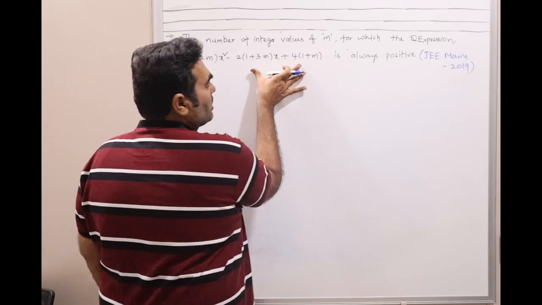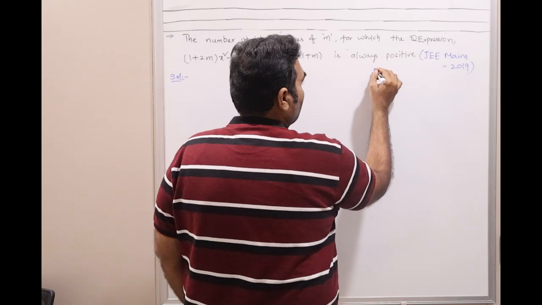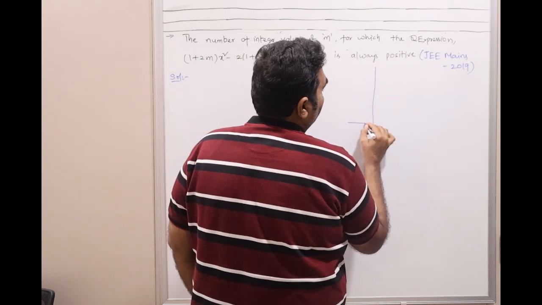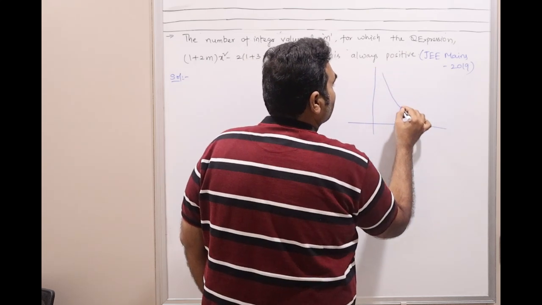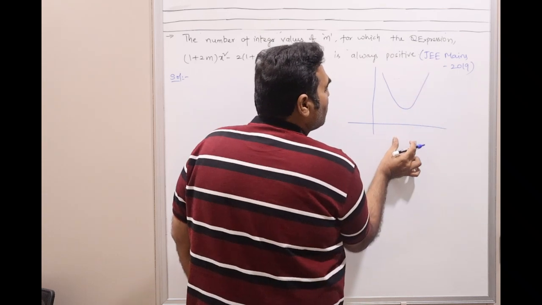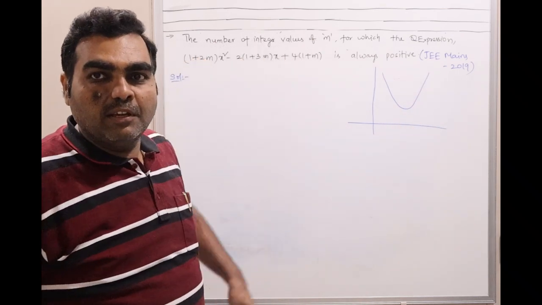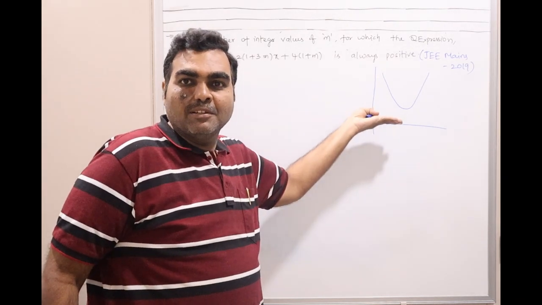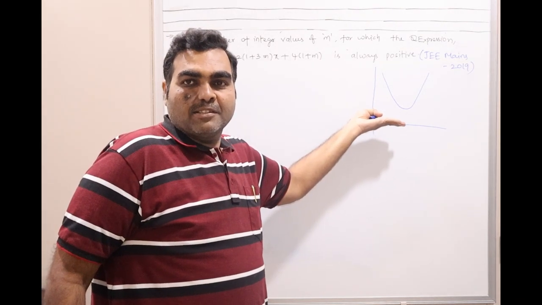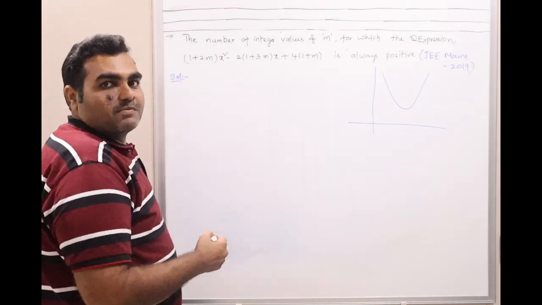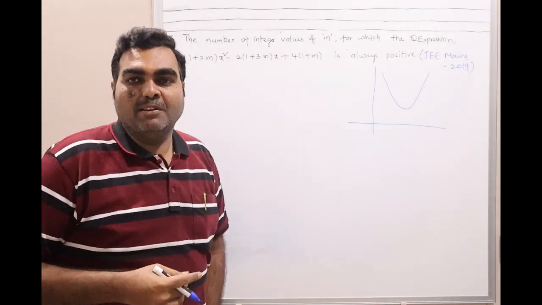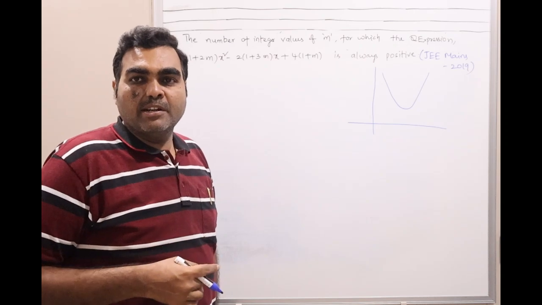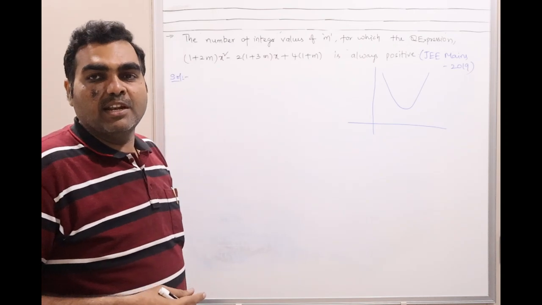He says that this function is always positive. That means it's not going to the negative side. That means the function is something like this. It doesn't cross the zero axis, it doesn't cross the x-axis. So always positive means it is always above the x-axis, right? So what is the condition for this? That means the roots are imaginary, that means the discriminant is always strictly less than 0.